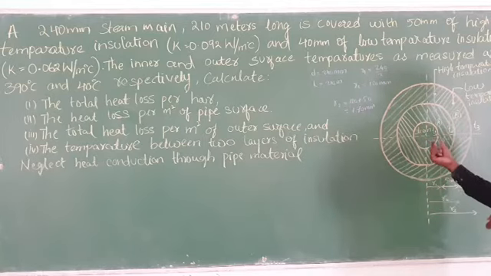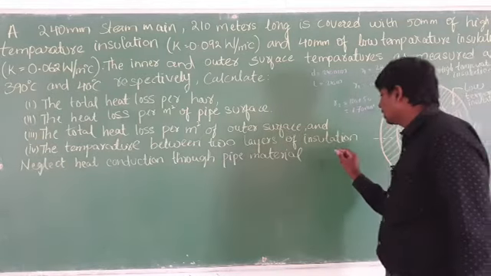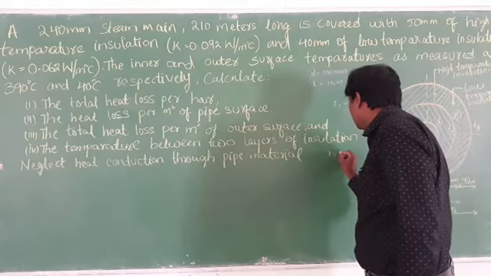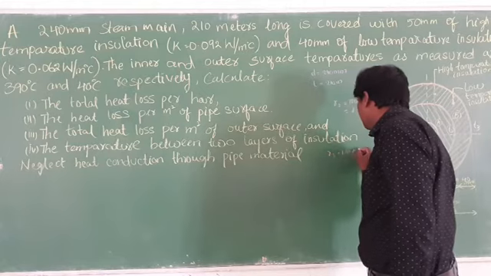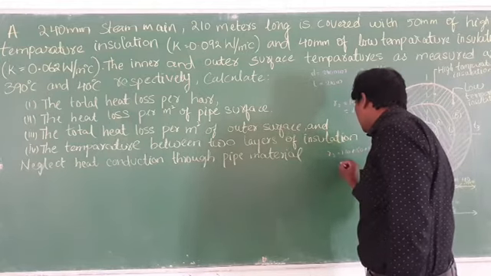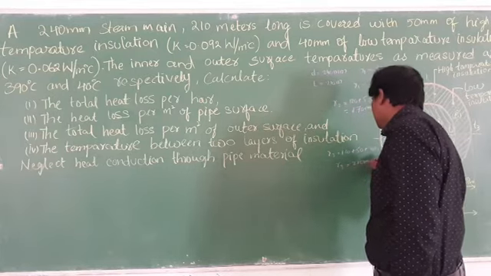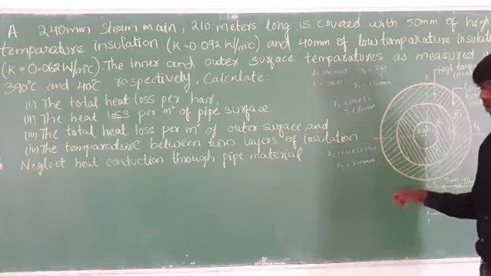As you can see, this one you can take as R1. R1 is equal to 120. And this one you can take as R2. R2 is equal to 120 plus 50. And this one totally you can take as R3. R3 is equal to 120 plus 50 plus 40. So R3 you will get as 210 mm.